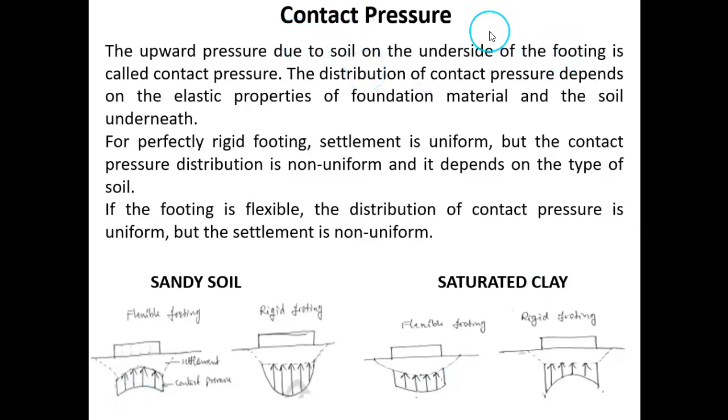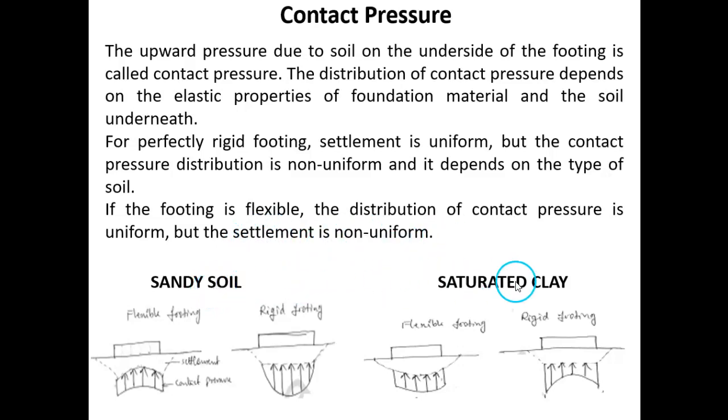The last topic in this chapter is contact pressure. The upward pressure due to soil on the underside of the footing is called contact pressure. The distribution of contact pressure depends on the elastic properties of the foundation material and the soil underneath. For a perfectly rigid footing, settlement is uniform, but the contact pressure distribution is non-uniform and it depends on the type of soil. But if the footing is flexible, then the distribution of contact pressure is uniform, whereas the settlement is non-uniform.